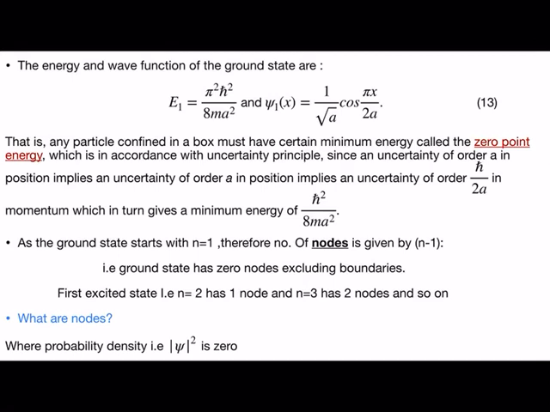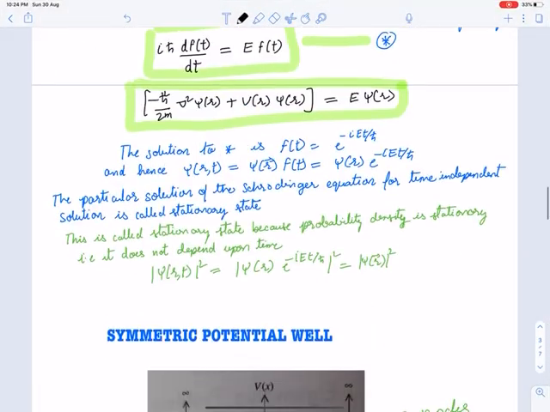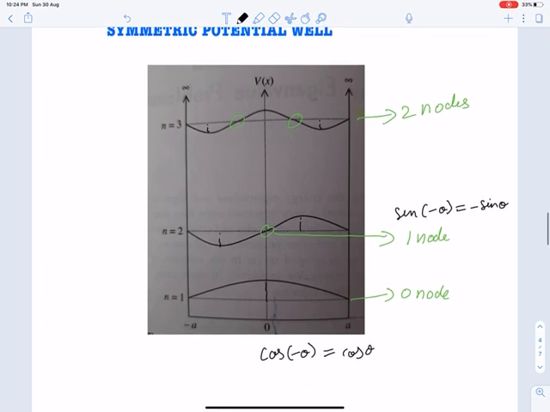So what are nodes? Nodes are where the probability density is 0. Basically in loose terms we can say the probability of finding the particle is 0, but it is not technically correct, because probability can be 0 in other cases also, but here the probability density is 0. We can see it clearly here.